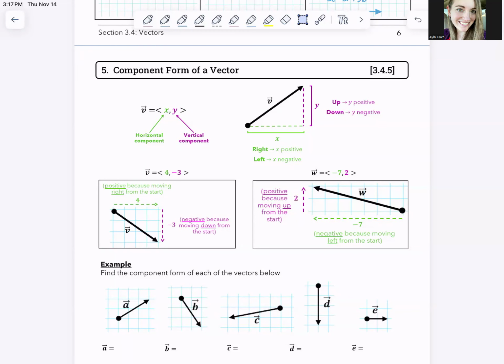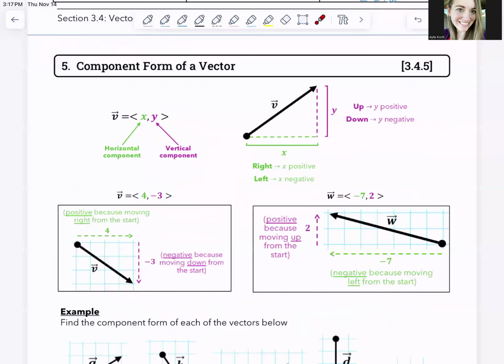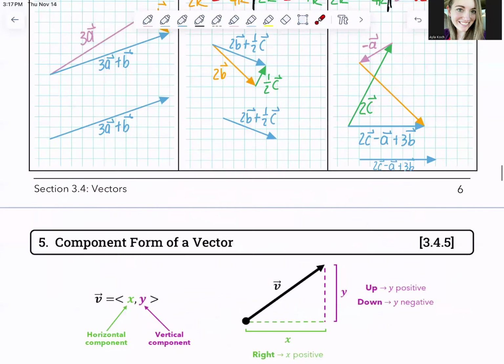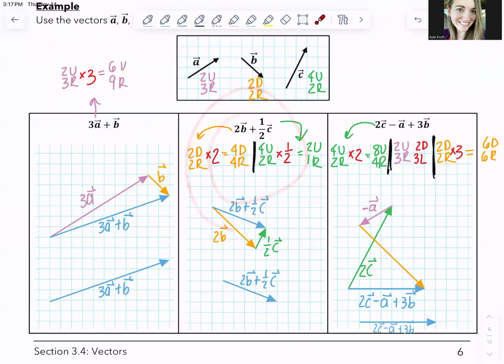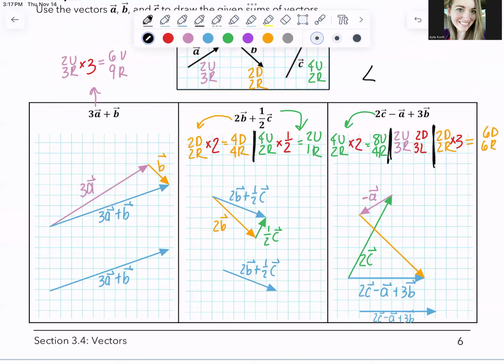All right, component form of a vector. This is really straightforward. You know how we've been saying two up, two down, and so on. Well, the decision that gets made is, why don't we talk about left versus right and then up versus down, kind of like x and y. We use little angly brackets, and that is what we're about to talk about.